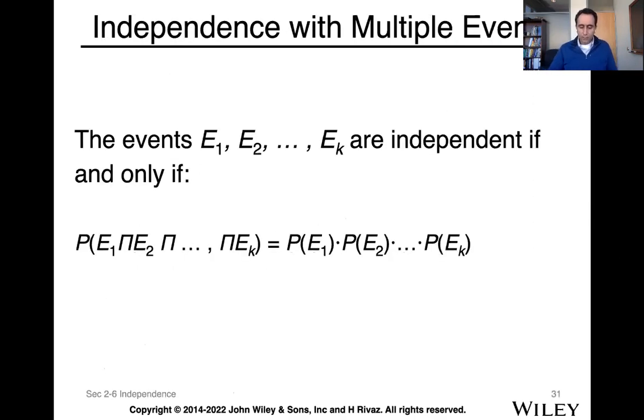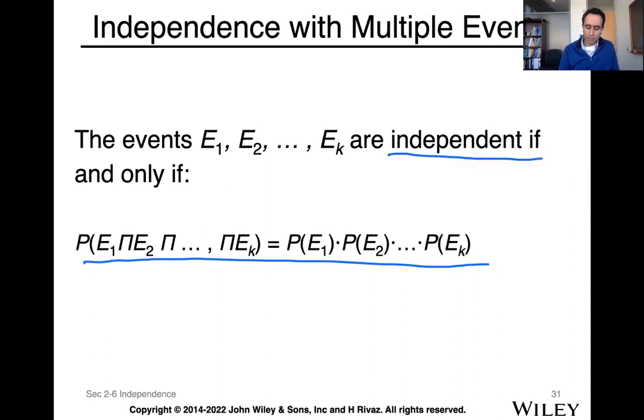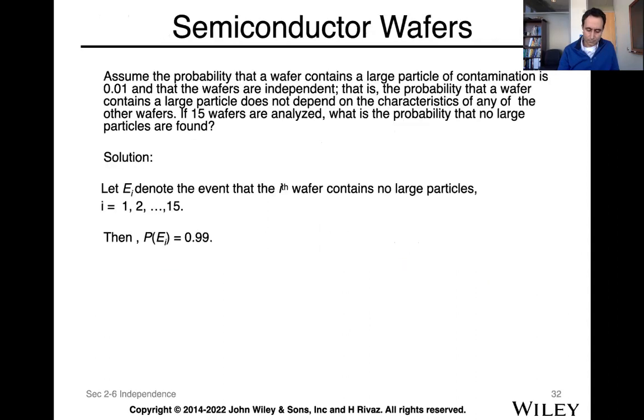Okay, so we do have independence with multiple events. If I have event 1 to event k, and if all of them are independent, to calculate the probability of intersection, all I need to do is simply multiply the probability of each one of them. And remember that, again, this equation is incorrect most of the time. It is only correct if the events are independent from each other.